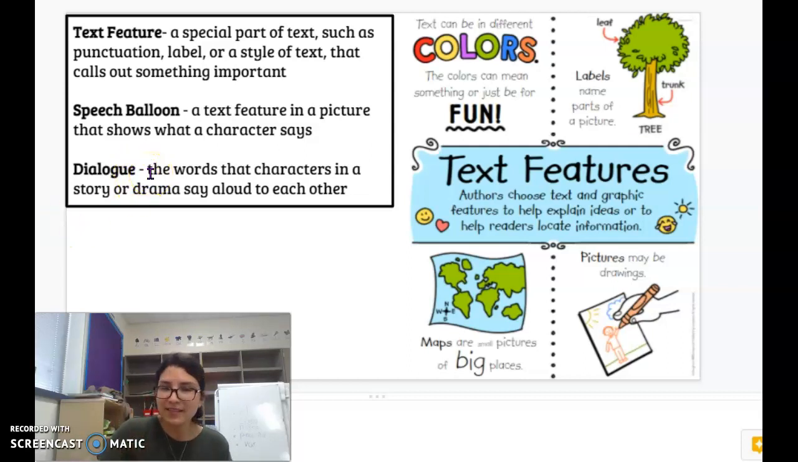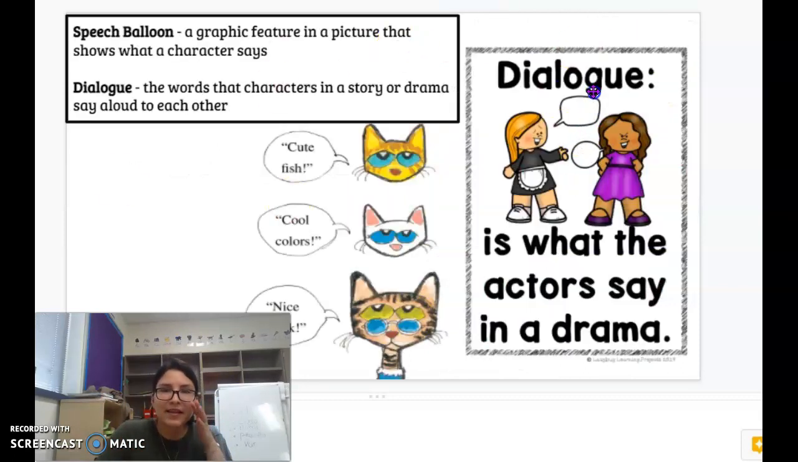Dialogue. Go ahead and say the word dialogue. Good job. Now, we've gone over dialogue before. We went over this whenever we went over plays. The words that characters in a story or drama say aloud to each other. So think of the conversations between characters, or whenever you're talking to someone, you're having a conversation, a dialogue. Okay? So here are some examples. Again, dialogue. See how they're talking to each other, talking back to one another?